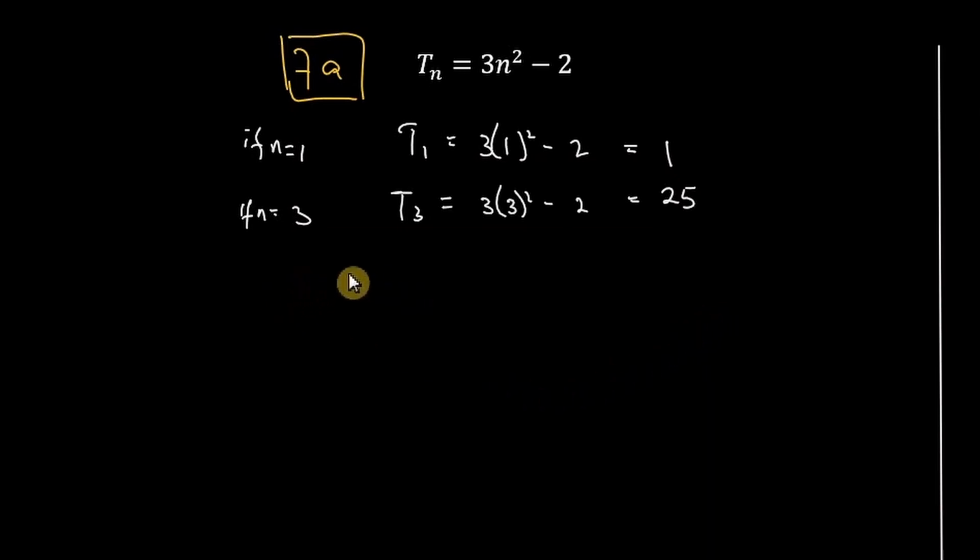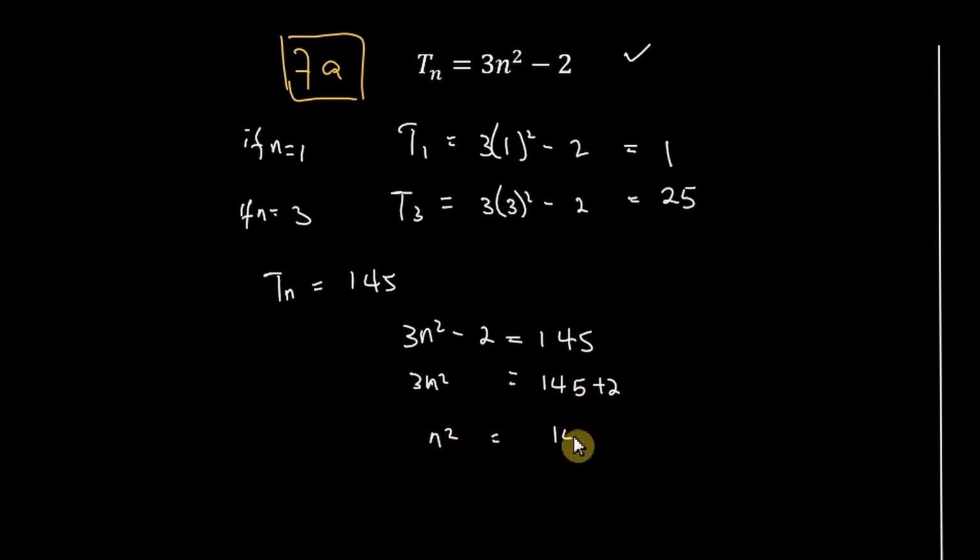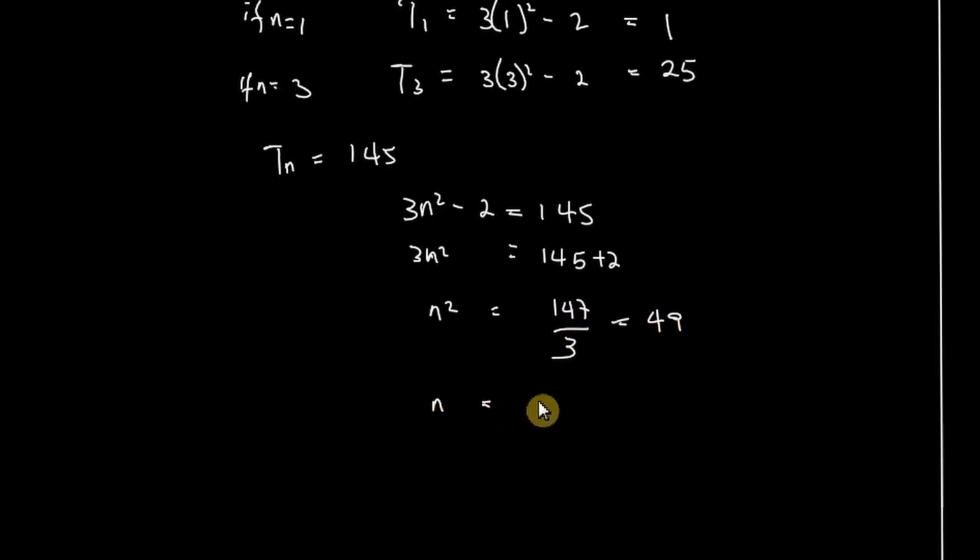So if in one instance we have Tn is equal to 145, then we could determine the value of n by applying this to this formula. So we could write 3n squared minus 2 is equal to 145 based on this formula, and therefore we can determine the value of n by transposition. So 3n squared will be equal to 145 plus 2, therefore n squared is equal to 147 over 3, and that is equal to 49, and therefore n is equal to plus or minus square root of 49, which is equal to plus or minus 7.